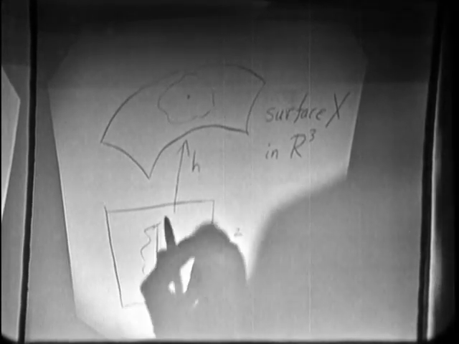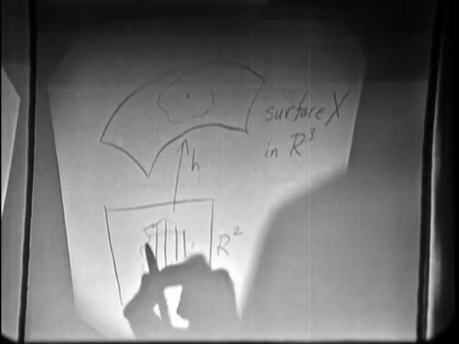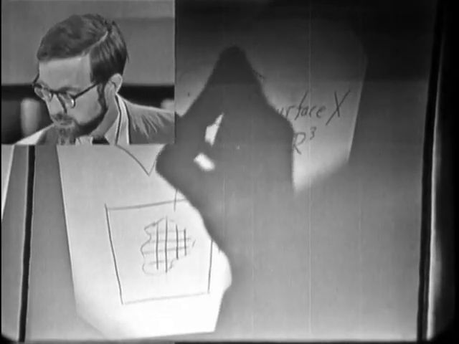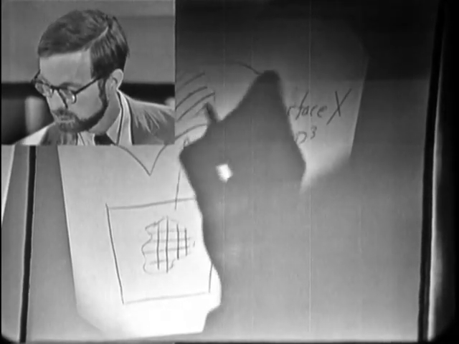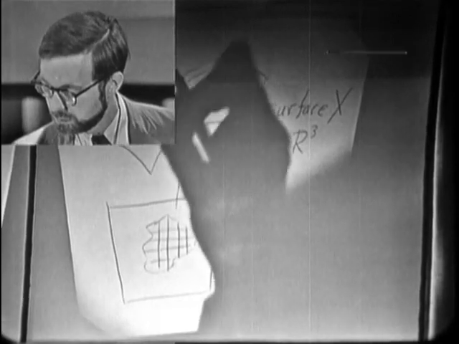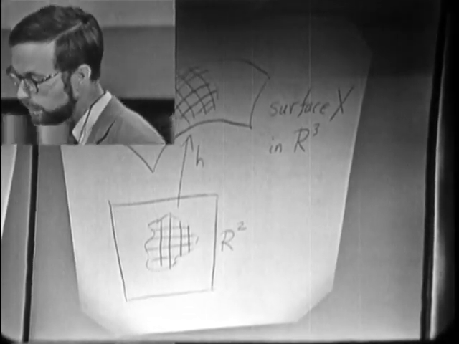Suppose that we take the coordinate lines in the plane. These will correspond to a certain grid of curved lines on our open set on the surface. And this will be a diffeomorphism.